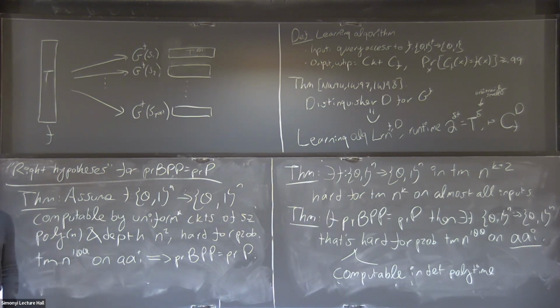So the almost all inputs hardness for fixed probabilistic time is both sufficient and necessary for the randomization, but we still have a gap. The gap is that for the sufficient part, we need the hard function to be computable in parallel, in depth n squared.